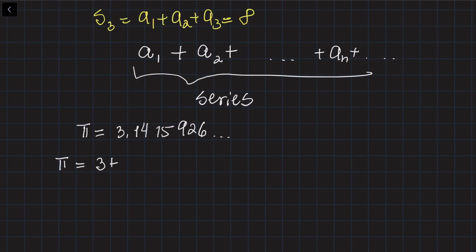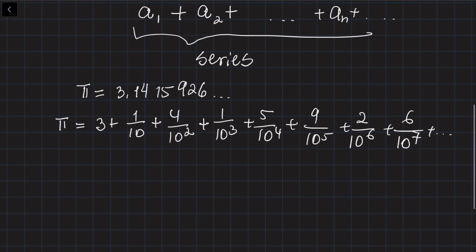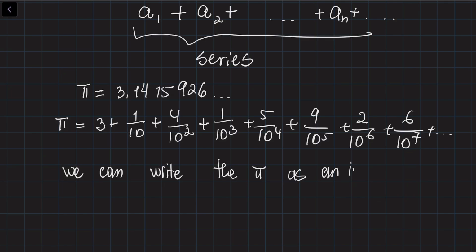So 3 plus 1 divided by 10, plus 4 divided by 10 squared, plus 1 divided by 10 cubed, plus 5 divided by 10 to the power of 4, plus 9 divided by 10 to the power of 5, plus 2 divided by 10 to the power of 6, plus 6 divided by 10 to the power of 7, and so on. So it appears we can write the number pi as an infinite series.